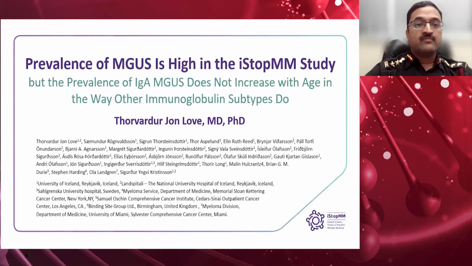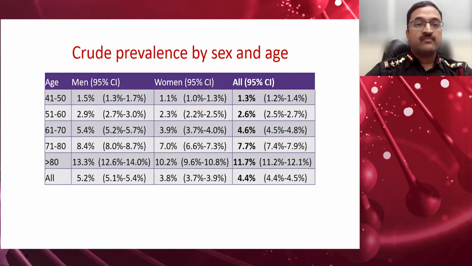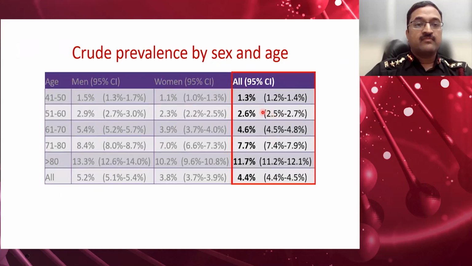There was a recent study presented at the last ASH in December 2022, wherein they found that prevalence might be much higher. The previous prevalences that we were talking about were all only US or Mayo Clinic based. So they did a study in 84,000 people and found that the incidences are much, much higher and keep rising with age. As you would see, in patients more than 80 years of age, up to 11% can have a monoclonal gammopathy.